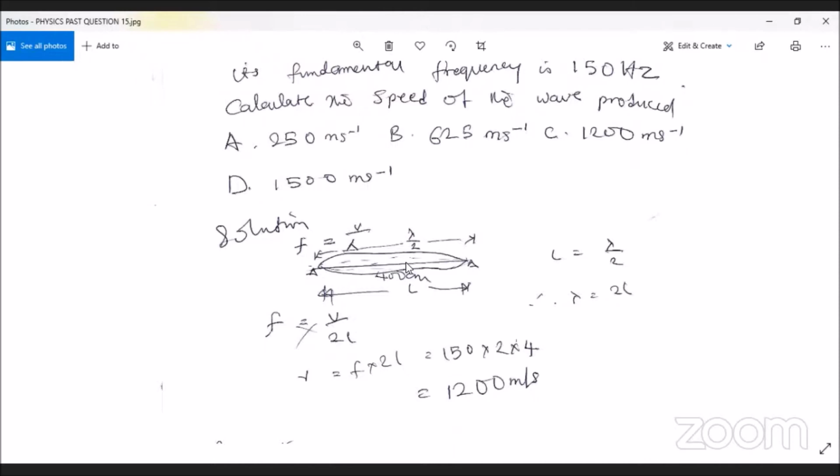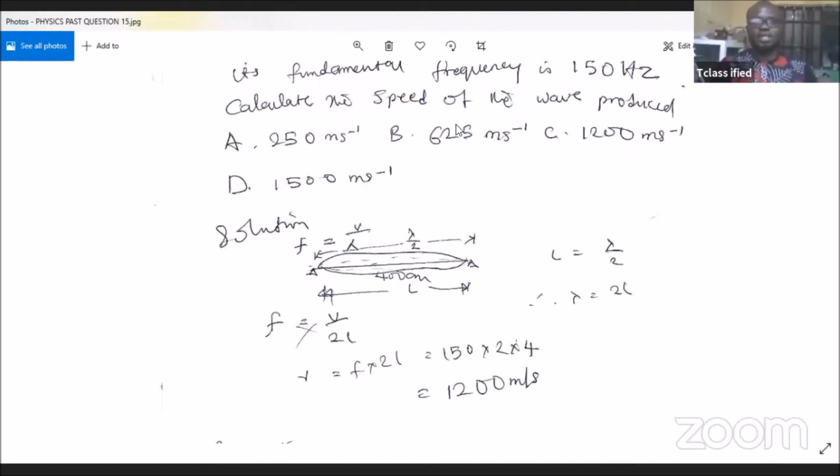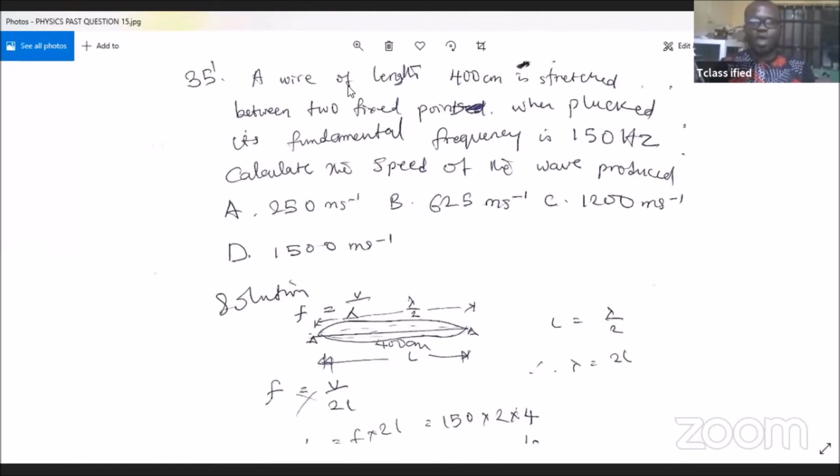So they didn't give us the diagram in the question. No. This diagram is just explaining what you read. You see, a wire of length 400. Can you see that? This is the length of the wire. From here to here is 400. Is stretched between two fixed points. So it's just between these two fixed points.